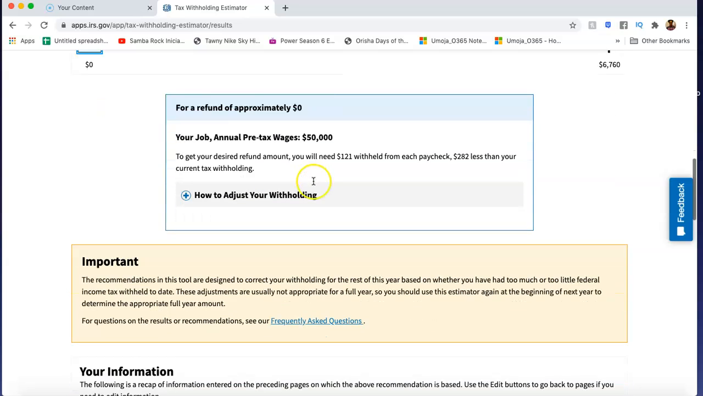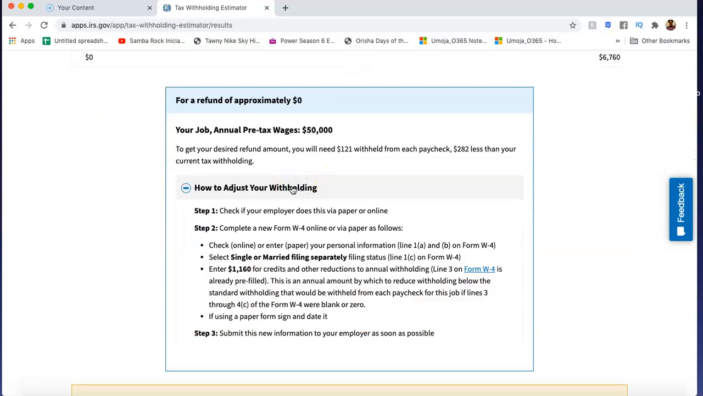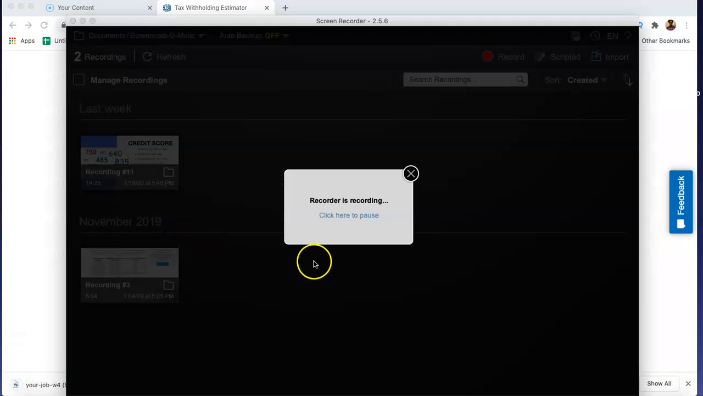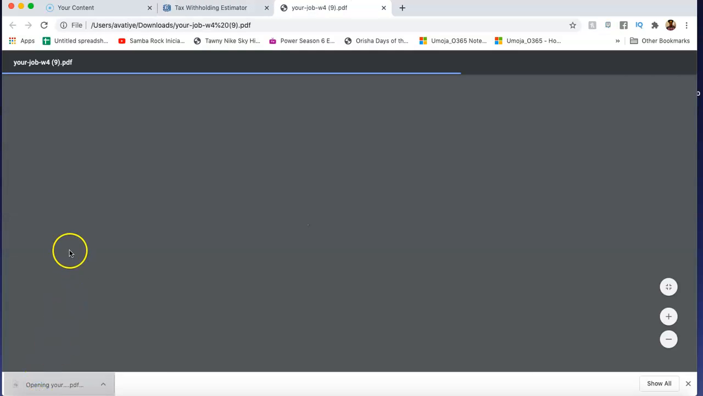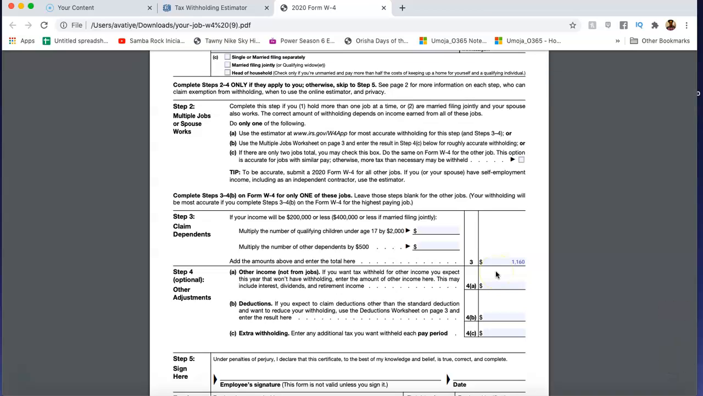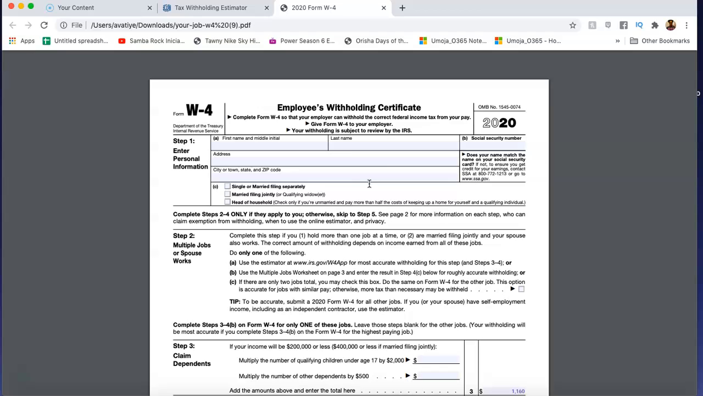If it was time to turn it in to your job so that they could change it, then you would just click on this, how to adjust your withholding. You would click on Form W-4. You will open it up. Let me open that up. This is the only line on here that you're obligated to put on, right? So it would be step three right here, and you would just enter this number in, and that number will accurately show them and give them all the information they need so that they can adjust your withholding correctly to where it needs to be.